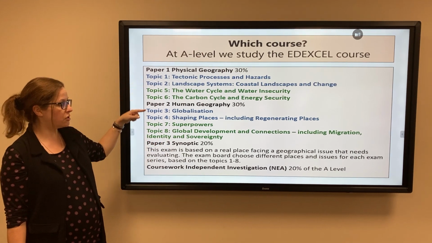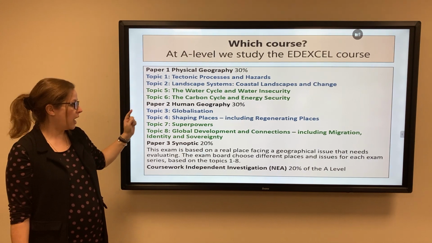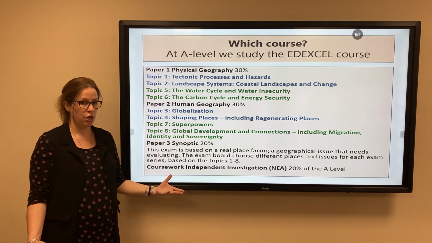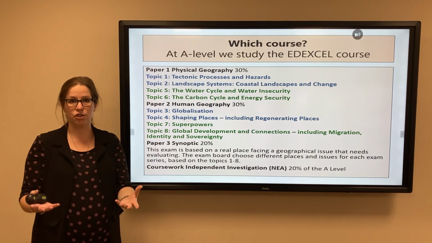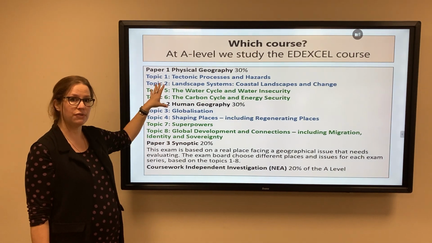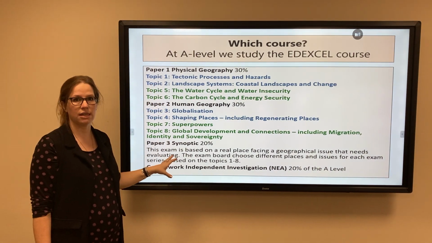You will have two teachers that teach each of these different papers, and then you will have paper 3, which is a synoptic paper, a problem-solving paper, where you're given a geographical issue on a place that you probably have never read anything about, and you apply what you've learnt in your previous 2 courses to that decision-making task.